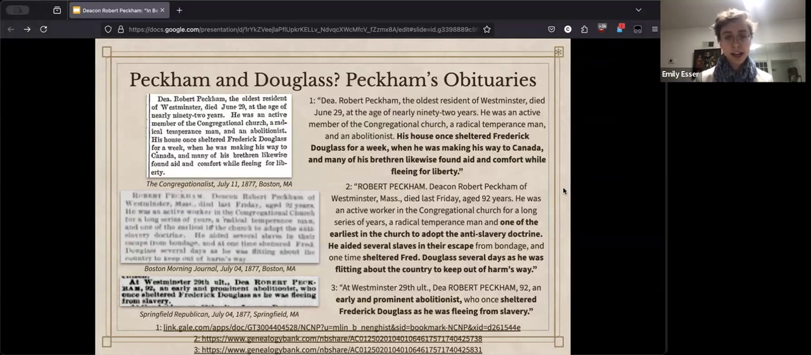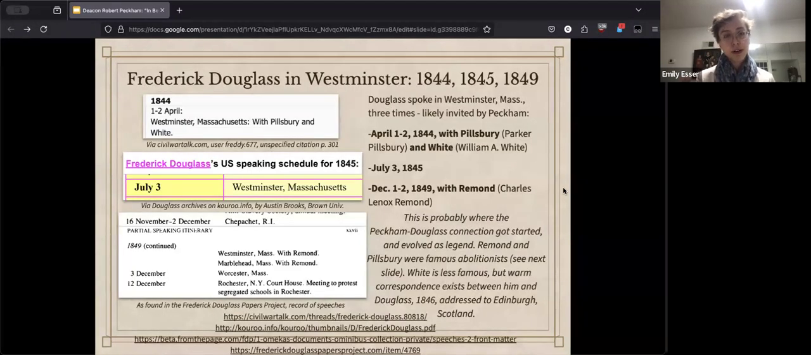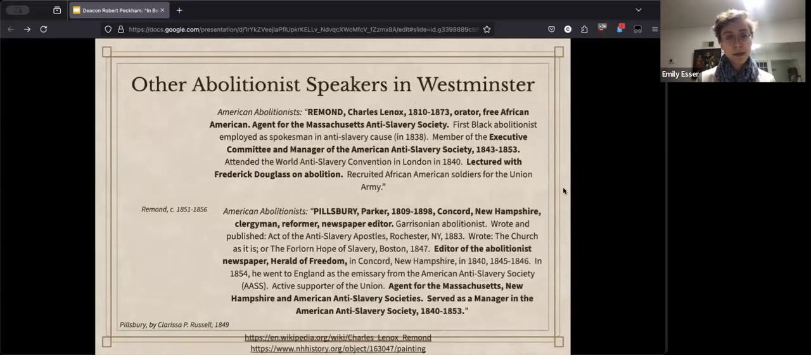One of them says his house sheltered Frederick Douglass for a week when he was making his way to Canada, and many of his brethren likewise found aid and comfort when fleeing for liberty. This one says he aided several slaves and sheltered Douglass as he was flitting about the country to keep out of harm's way. But we do know Frederick Douglass spoke in Westminster, 1844, 1845, and 1849. So Peckham really kept him coming back. So he was definitely a very, very prominent speaker to have been able to invite. So did a good job there.